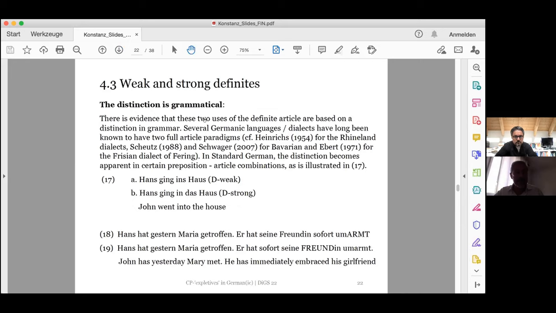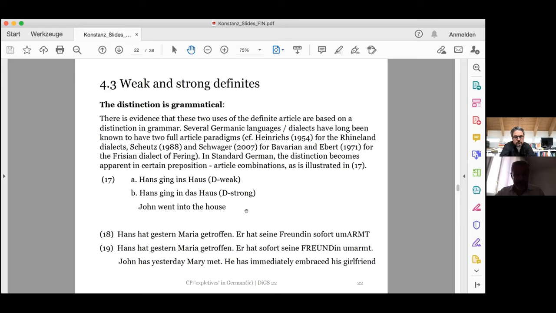The distinction, however, is not only one of usage, as Donnellan thought about it, and it is known that various Germanic dialects have twofold paradigms. In standard German, the distinction becomes visible only in certain determiner and preposition combinations like "Hans ging ins Haus" versus "Hans ging in das Haus."